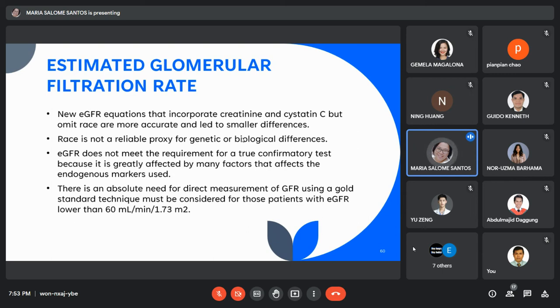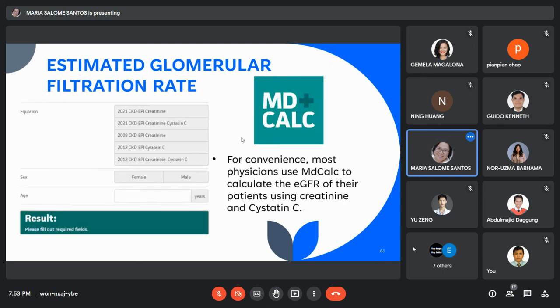There is an absolute need for a direct measurement of GFR using a gold standard technique in patients with GFR lower than 60 ml per minute per 1.73 m². So for convenience, most physicians use MDCalc to calculate the eGFR of their patients using creatinine or cystatin C.